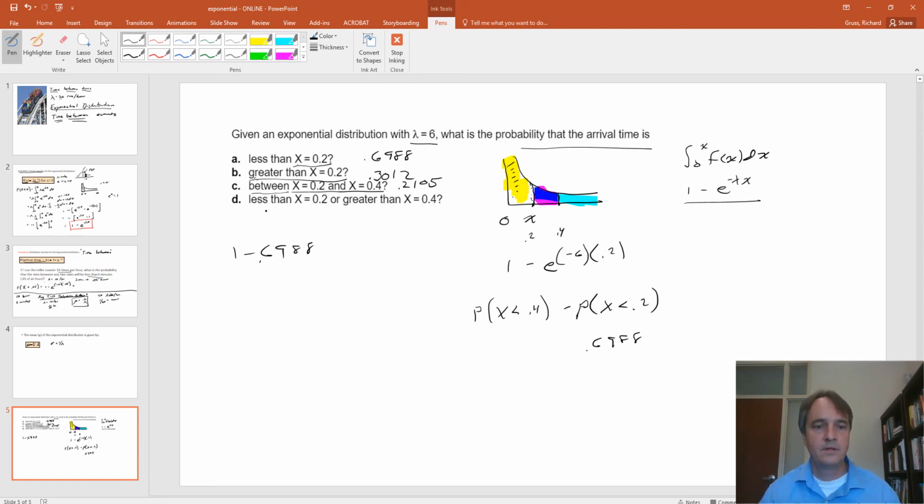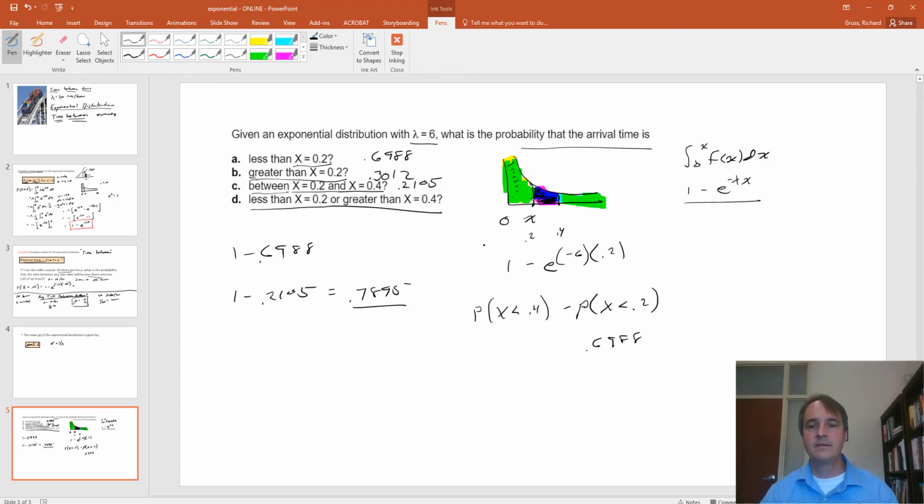Okay, so now they're being a little bit sneaky here. So now they're basically doing the opposite of this area, right? We just did this area in here, and now it's saying, what's all this area? Well, if you think about it, it's going to be 1 minus whatever this area was. This area was 0.2105, so we can just do 1 minus 0.2105, and that was 0.7895.